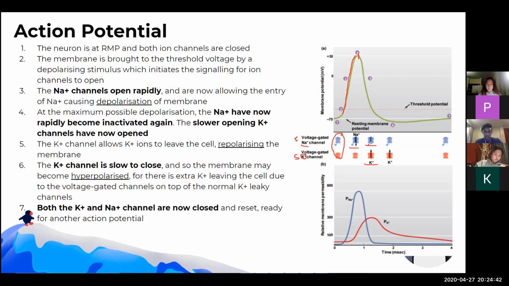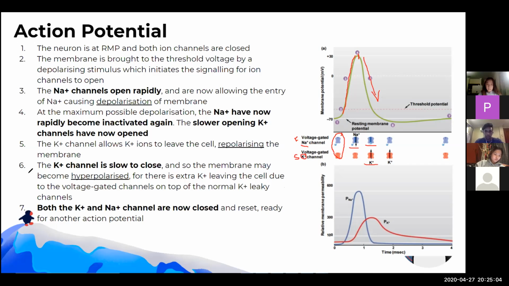So now what's happened, because the sodium channel is inactivated, we're no longer getting any more sodium into our cell. And because our potassium channels are open, this allows potassium ions to leave the cell. This will repolarize our membrane, because positive potassium ions are leaving the cell.